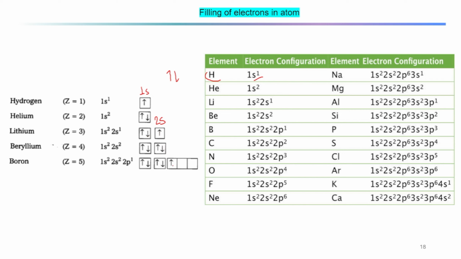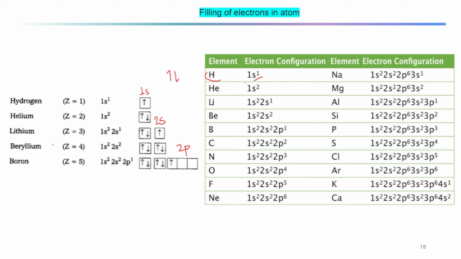In case of boron, we add another electron in the 2p, and this one is the 2p, which has 3 orbitals, 2px, 2py, 2pz, and in total it can accommodate 6 electrons.